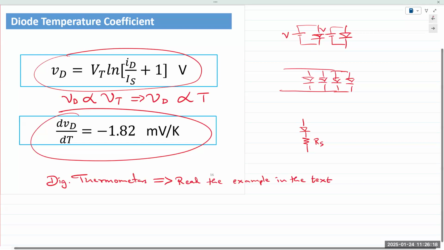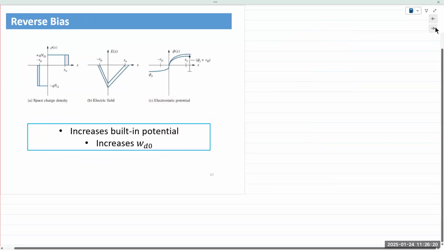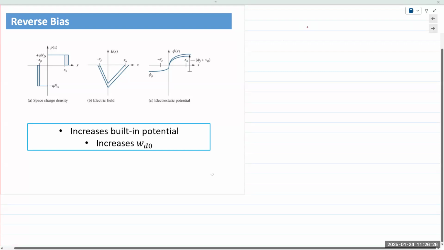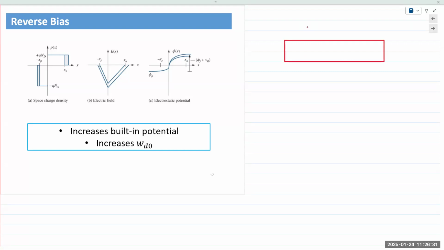Okay, let's see. 26. All right, so reverse bias. What happens in reverse bias? Right here, you have the space charge region. This is at equilibrium, so it's WD0. This is P, so plenty of holes with positive charges. This is N type, so plenty of electrons.